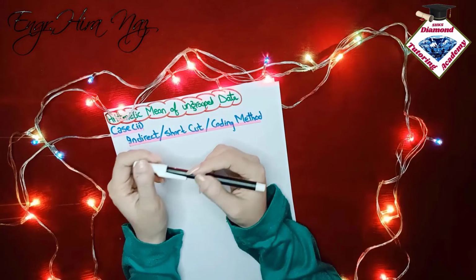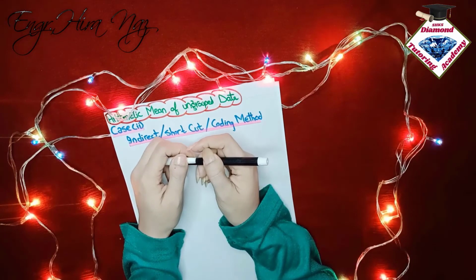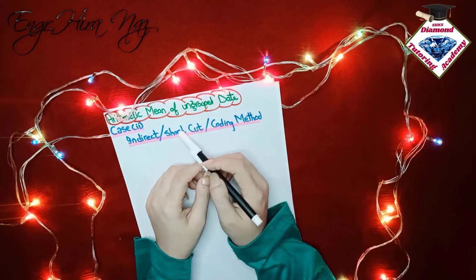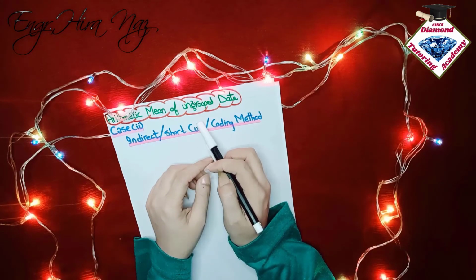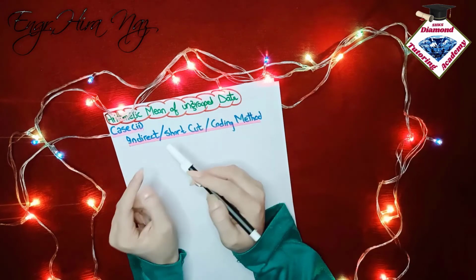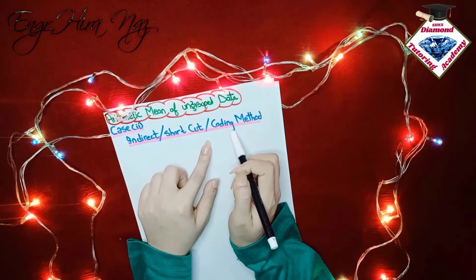Welcome here. In our past video, we have discussed arithmetic mean of ungrouped data by direct method. And today, we're going to discuss arithmetic mean of ungrouped data by indirect method, or you can say shortcut method or coding method.